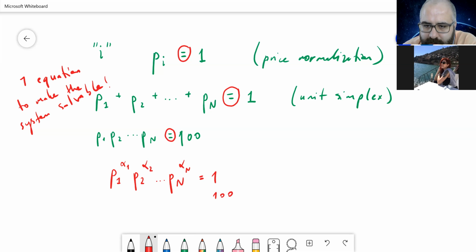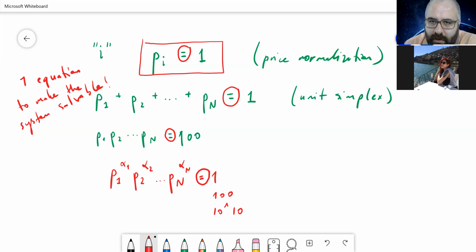Or this, or any other number you may want to choose. Okay? As long as there is an equation, then I am good. All right? So in some models, we're going to use this. In some other models, we're going to use that.